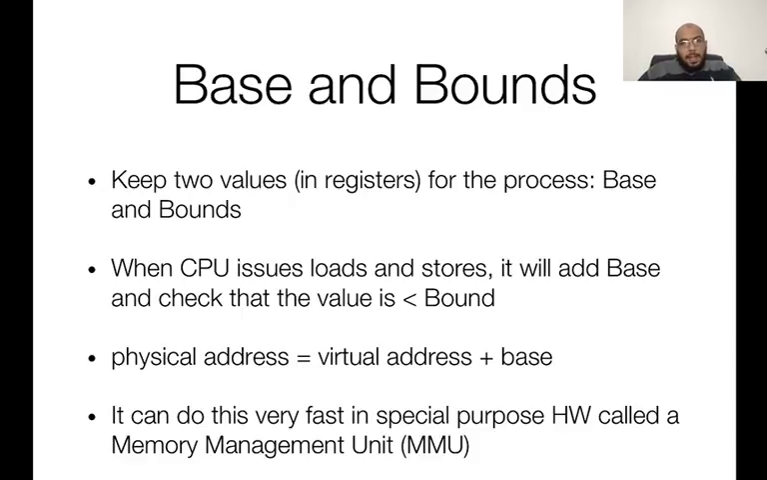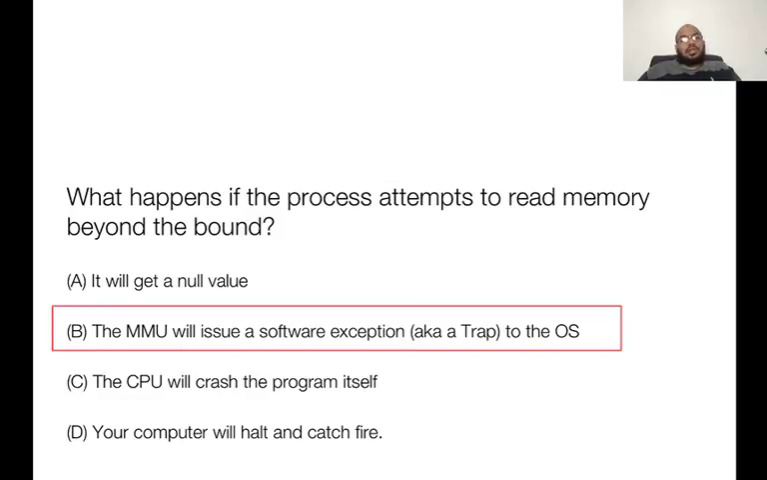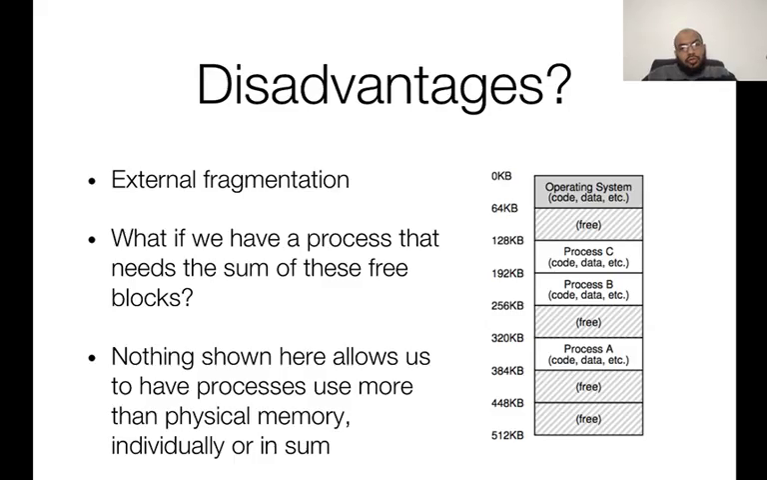So what happens if a process attempts to read memory beyond the bound? Yes, the MMU will issue a software exception, or a trap, to the operating system, telling it that this process is trying to access memory beyond its bound. How you deal with that is a different question. If you're trying to read something beyond your memory, you can kill that process. But if you're trying to write, you might just be running out of allocated memory and need more. So this brings us to the disadvantages of this approach.